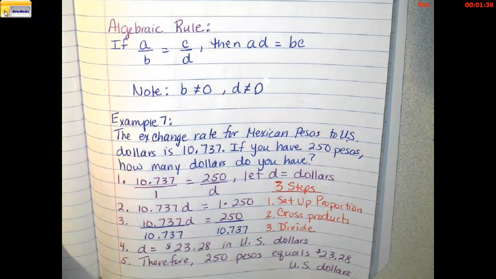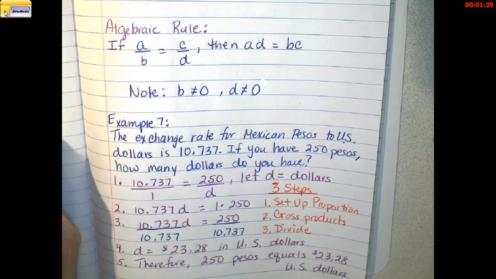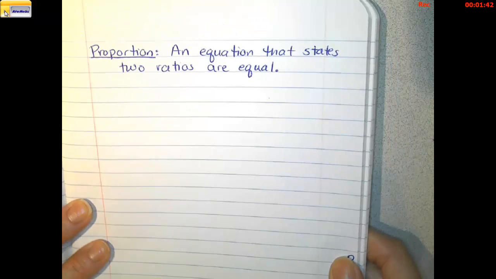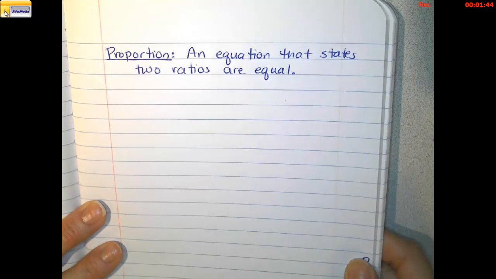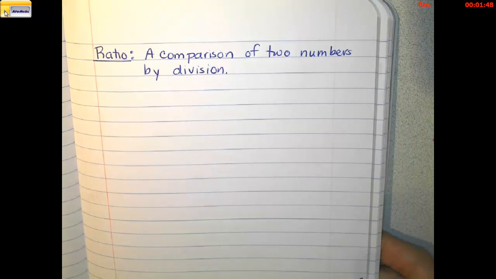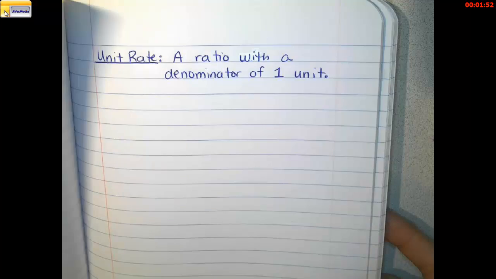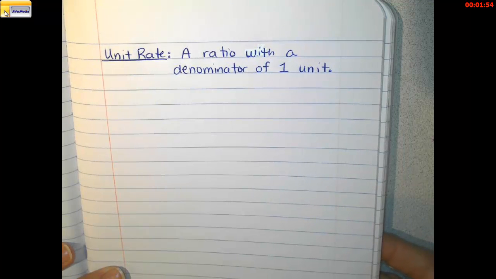In addition, in your dictionary, you should have added 3 terms. You should have included proportion in the P section, ratio in the R section, and unit rate in the U section.